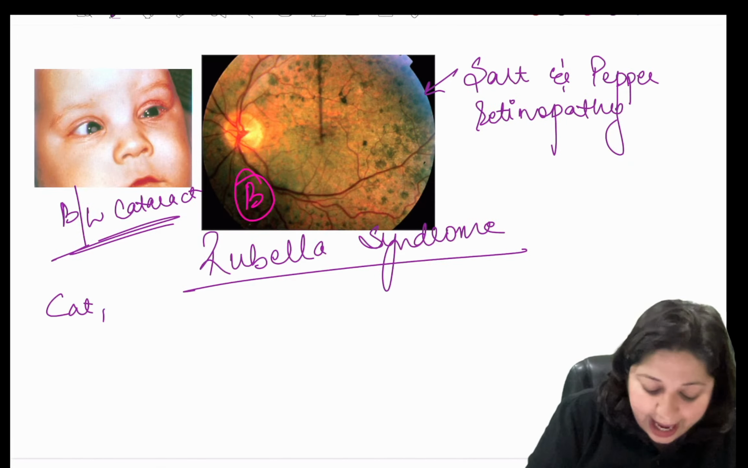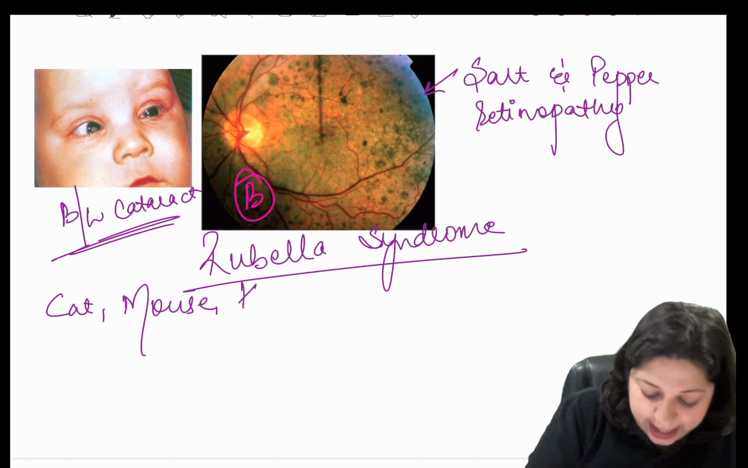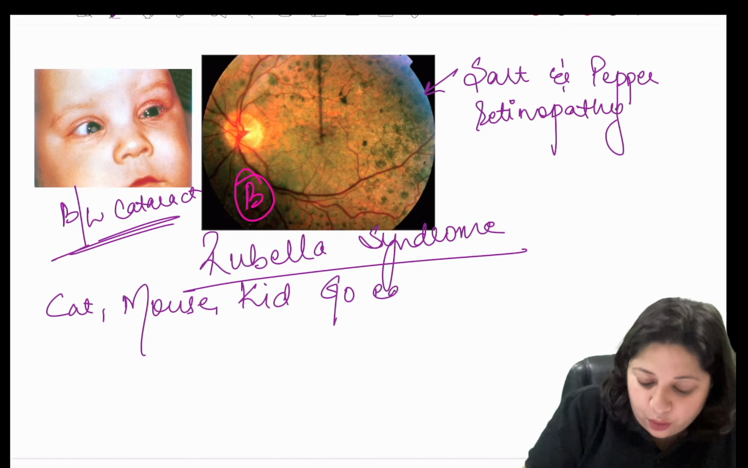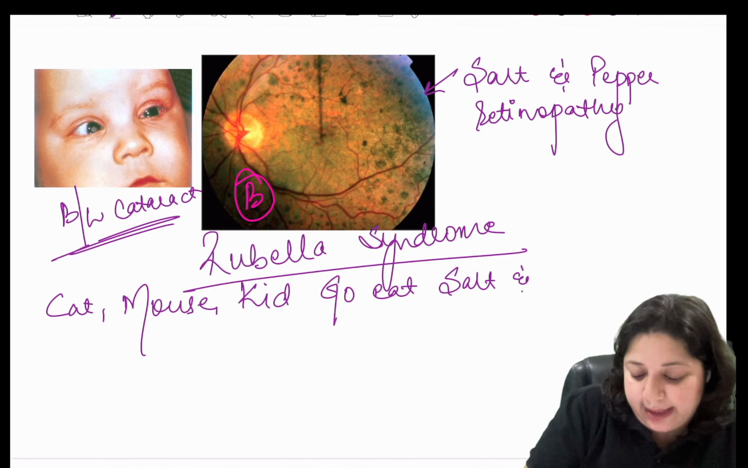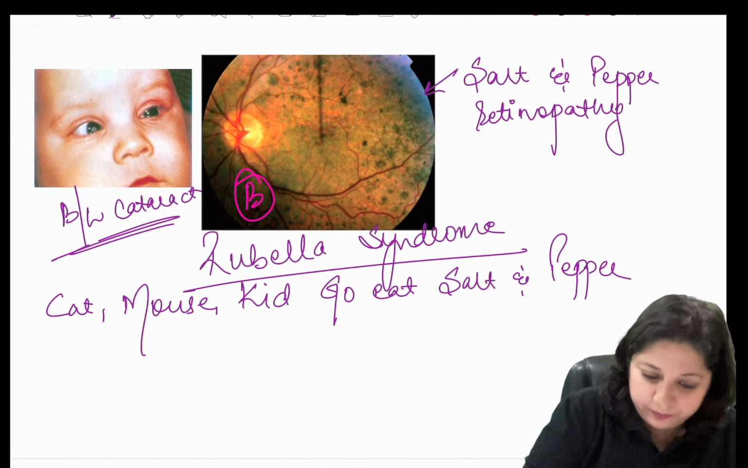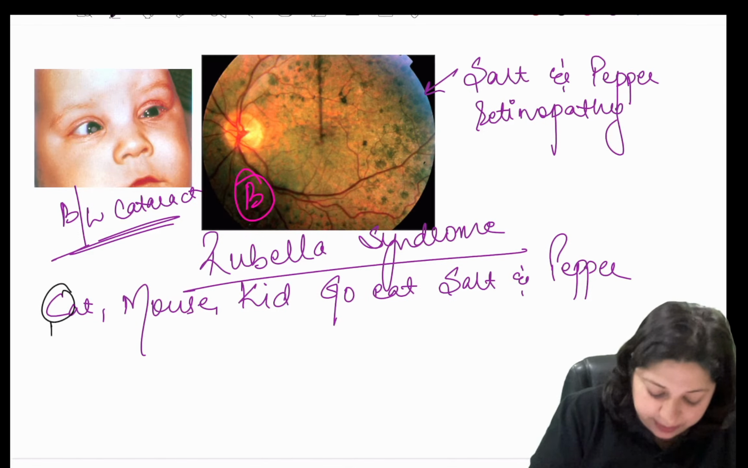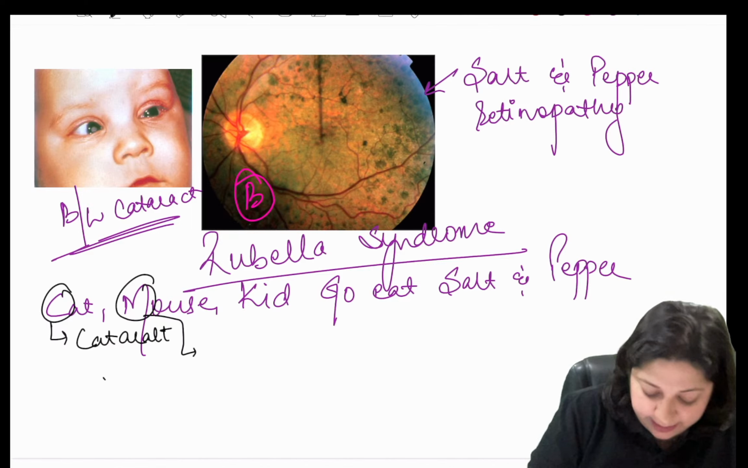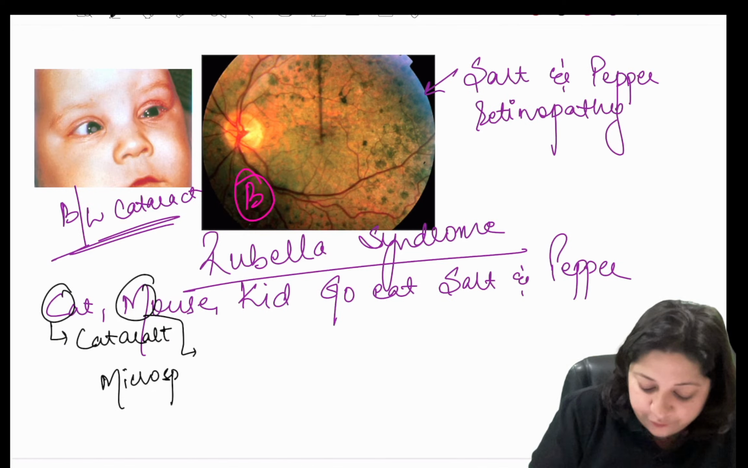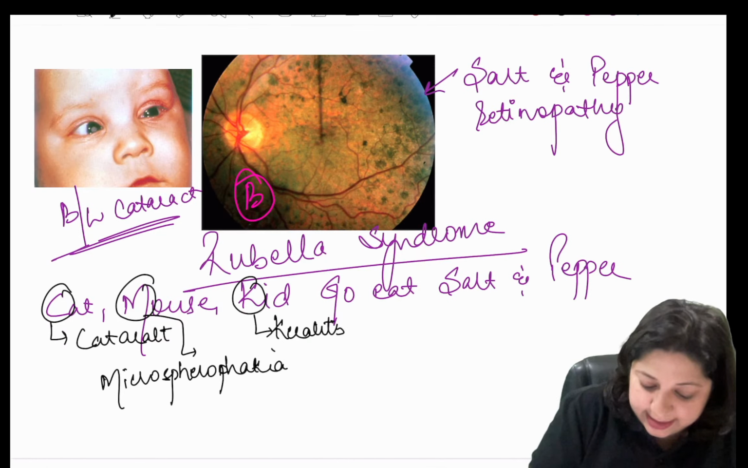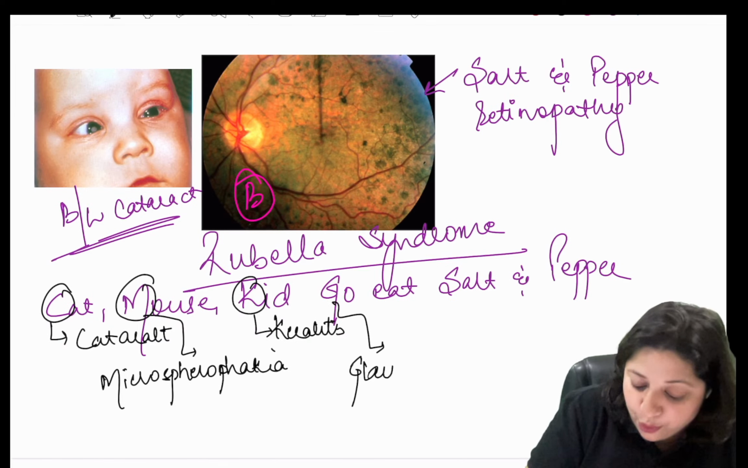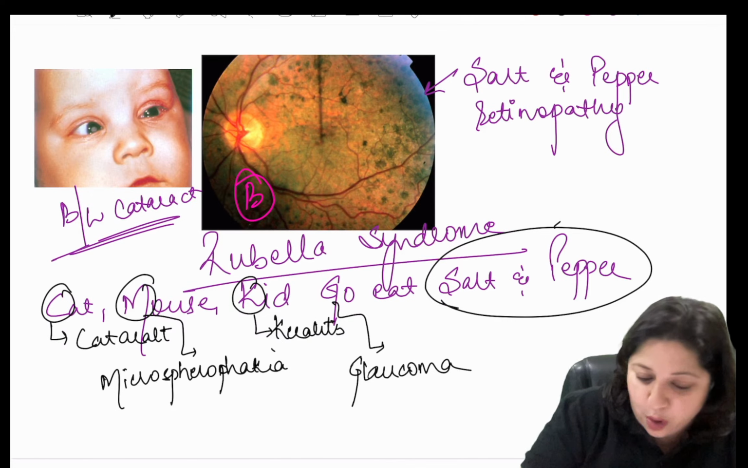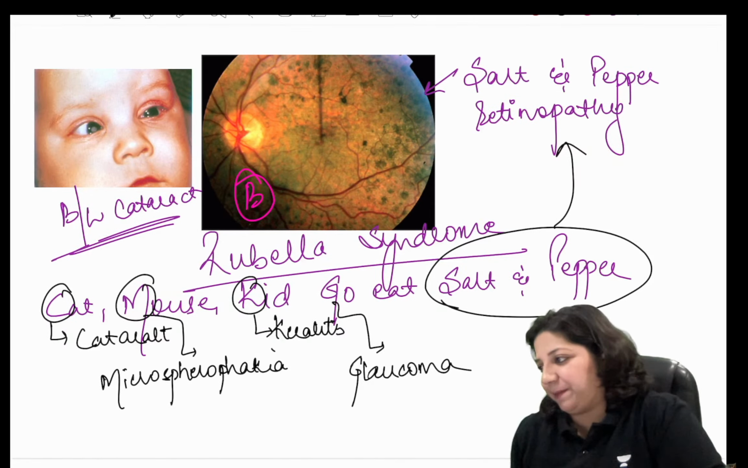So I remember it as cat, mouse, kid, go eat salt and pepper. By that I mean it is cataract, it is microphthalmia, it is keratitis, it is glaucoma, and it is salt and pepper retinopathy.